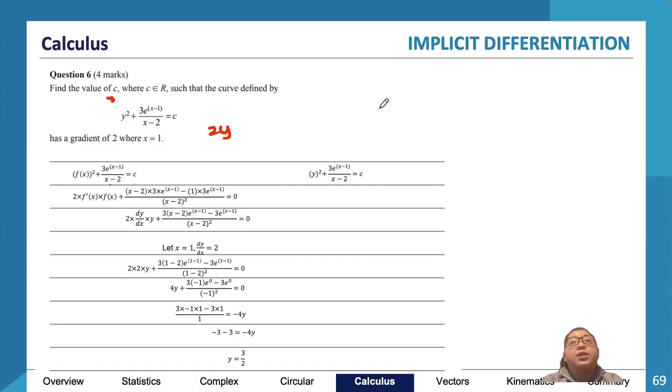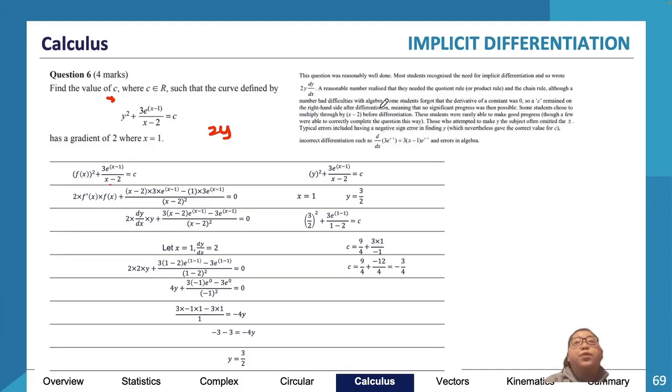Okay, so then we have to substitute all back in, and we'll get y squared plus our equation equal to c in the first place. So we now need to substitute what our y is. So we'll have x equals 1 and y equals 3 on 2. And when we substitute that in, we'll get (3 on 2) squared plus 3e^(1-1) over 1 minus 2. And then what we'll get here is 9 on 4 and then 3 times 1 over negative 1, which will give us 9 on 4 plus negative 12 on 4, because that's just 3. So all we'll get is negative 3 on 4.